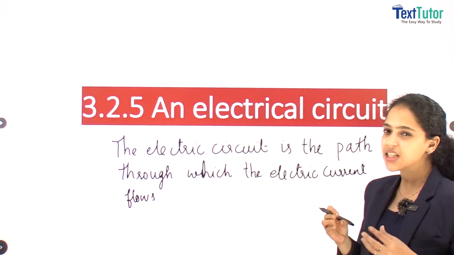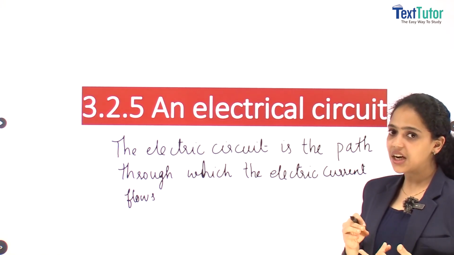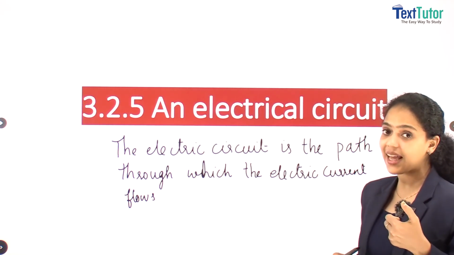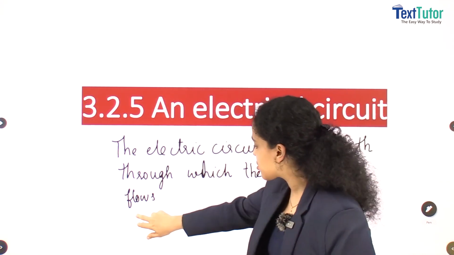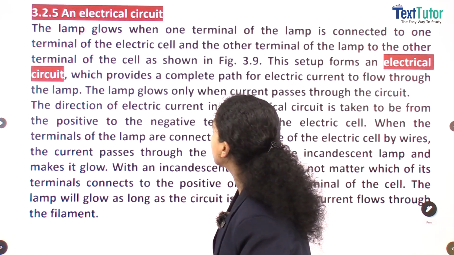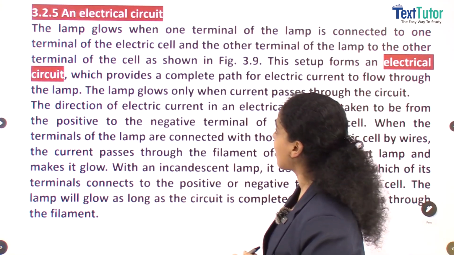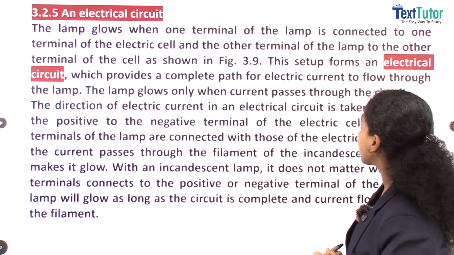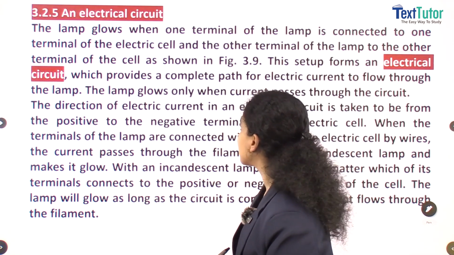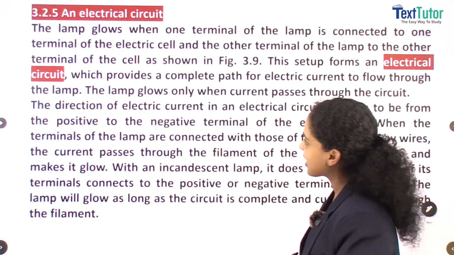Previously we learned a small electric circuit with the help of electric wires, an electrical cell holder, and a lamp holder with an incandescent lamp. The lamp glows when one terminal of the lamp is connected to one terminal of the electric cell, and the other terminal of the lamp to the other terminal of the cell, as shown in the figure. This setup forms an electrical circuit.